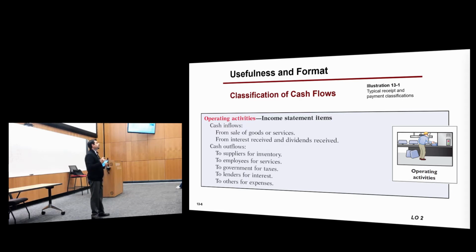Under operating activities, this shows you the cash inflows and cash outflows from operating activities. So cash inflows are cash receipts. When does the company receive cash? Now don't think about it from an accrual basis. Think about it in terms of cash. When does the company receive cash? When they sell something or they provide a service, right?